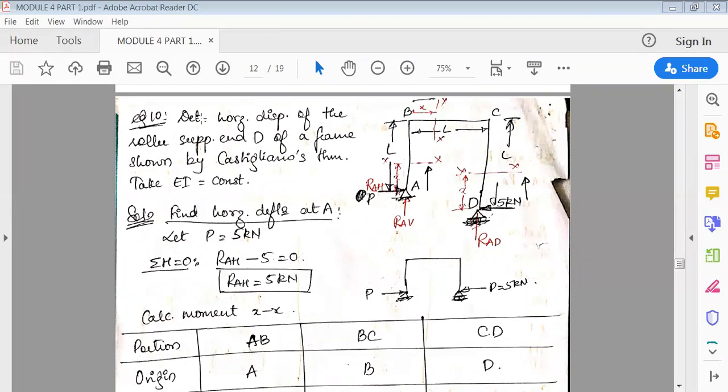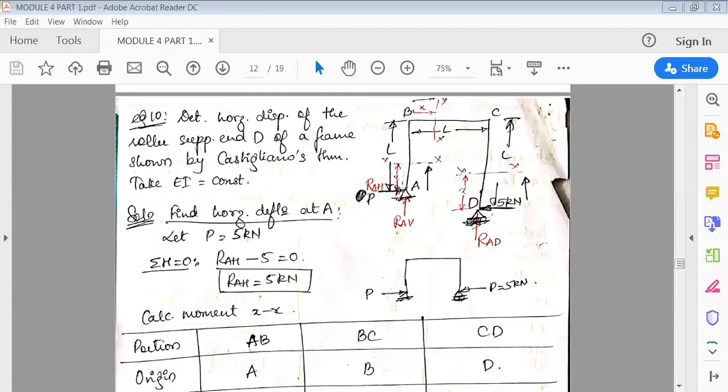In the problem they've asked you to determine the horizontal displacement of the roller support end D of the frame shown in the given figure by Castigliano's theorem. Take EI equal to constant. So EI is constant here.